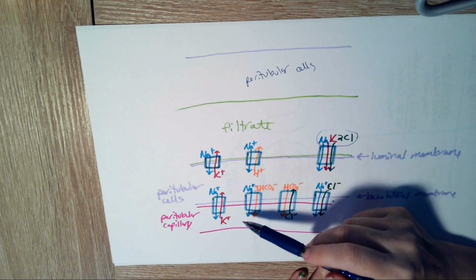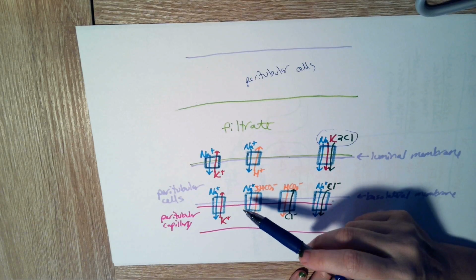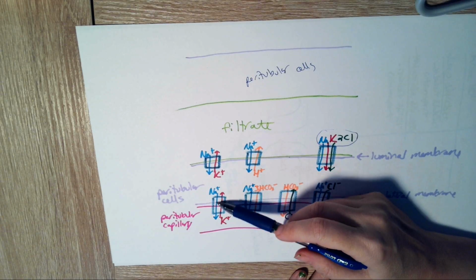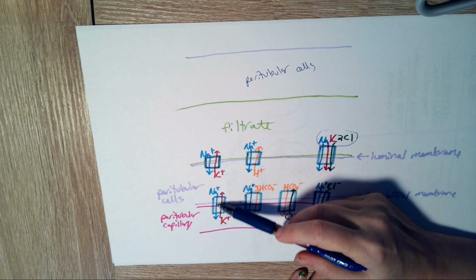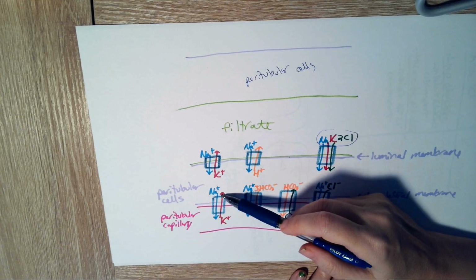So let's deal with the sodium. We want to get rid of the sodium. We want to get the sodium out of the cell. So we're going to move the sodium out of the cell. That's not with its gradient. This is going to have to require energy. This is going to be active transport. So we're moving sodium and we're moving potassium.